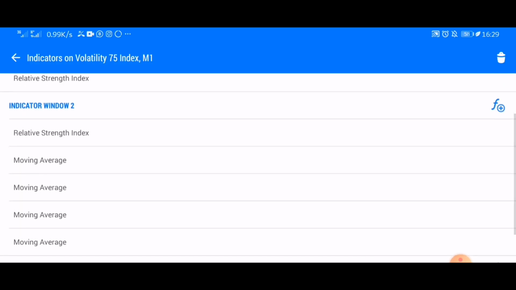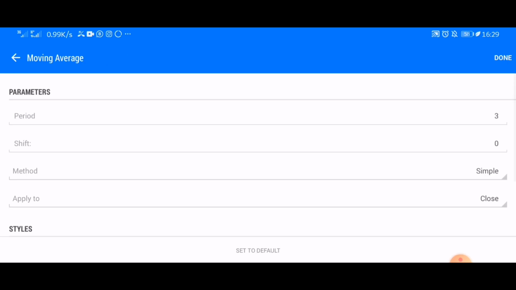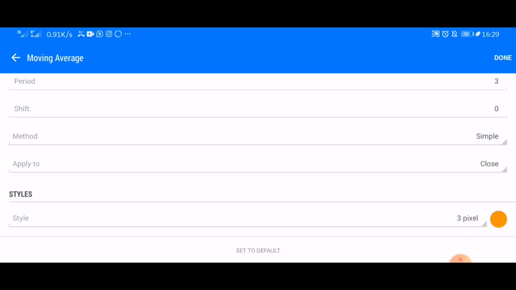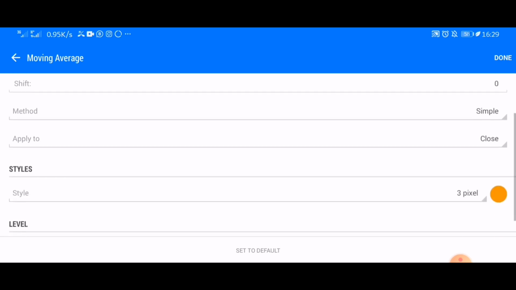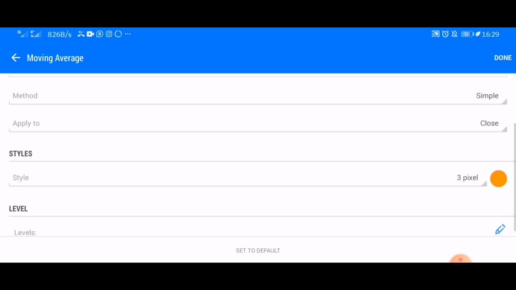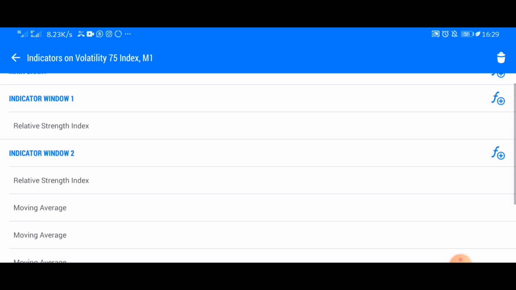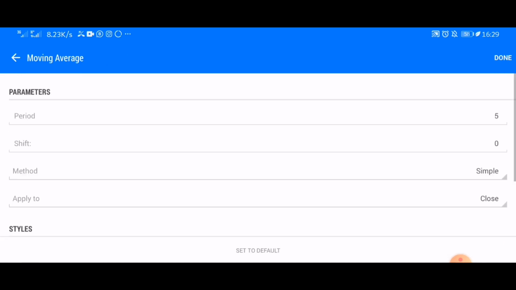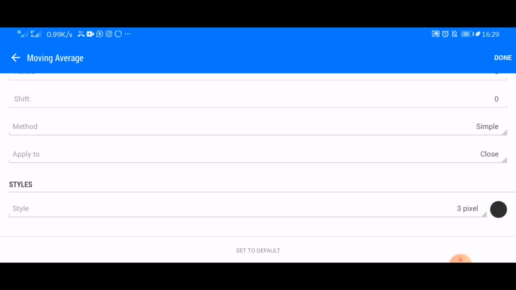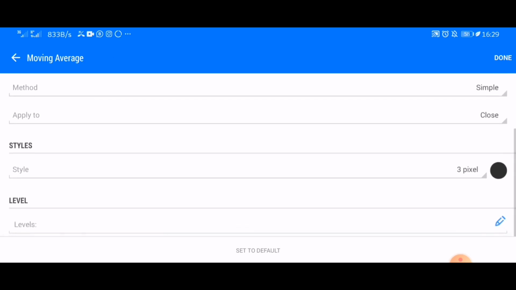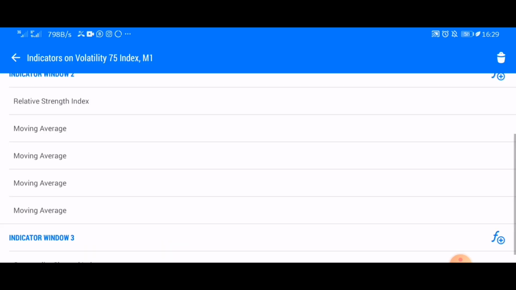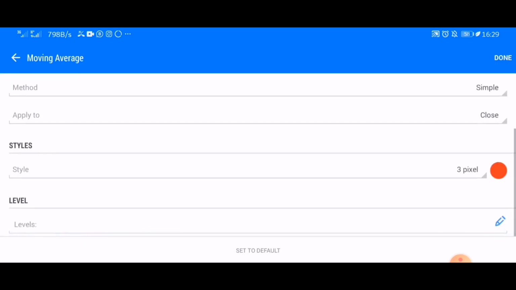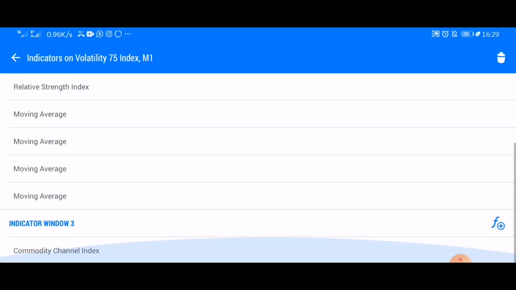The third moving average is period 3, method simple, apply to close with a shift 0, and the style is 3 pixel orange. Now the fourth moving average is going to be the period 5, shift 0, method simple, apply to close, then we'll have the style 3 pixel black. The levels remain untouched. So for every one of the levels in the moving averages, we're going to be having nothing there. Now let's see the indicator window 3.